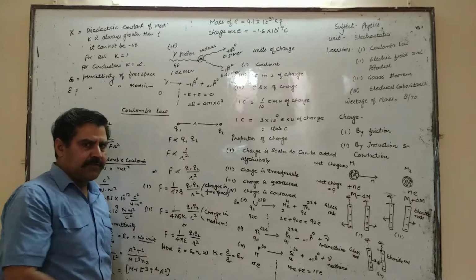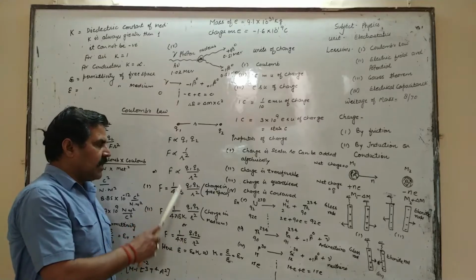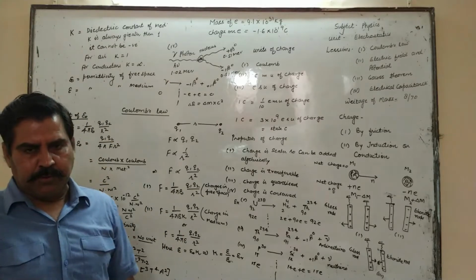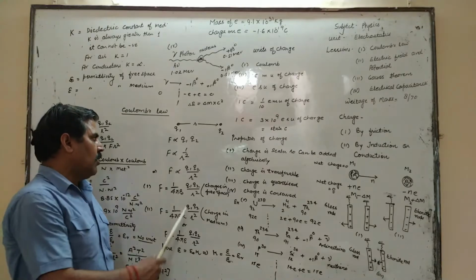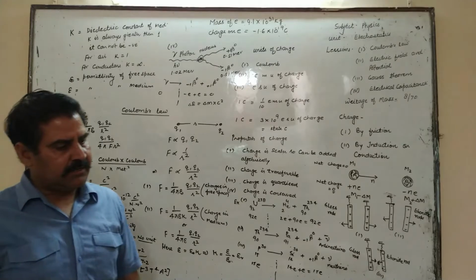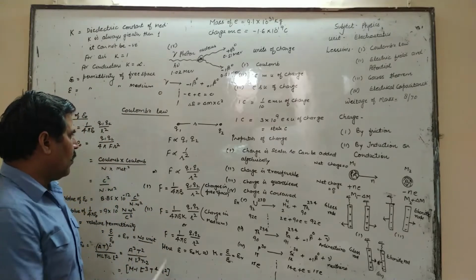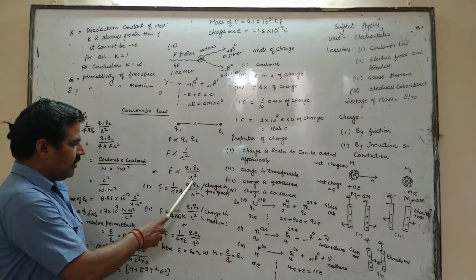So remember, the force is proportional to the product of the magnitudes of the charges. If the magnitude of the charges increases, then the force will increase. On the other hand, force is inversely proportional to the square of the distance between them. Therefore, when the distance between the charges increases, the force between the charges will decrease. Now combining the two, F is proportional to Q1 Q2 upon r square.